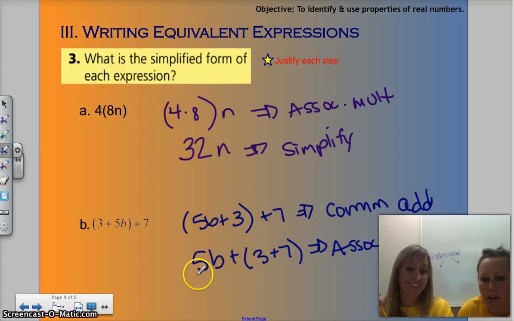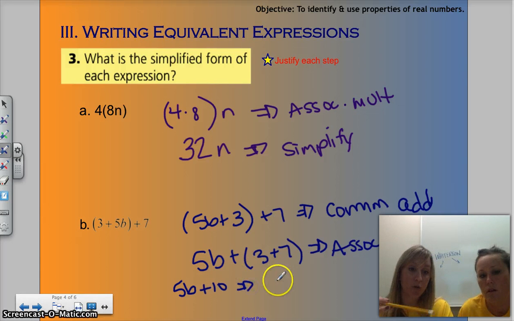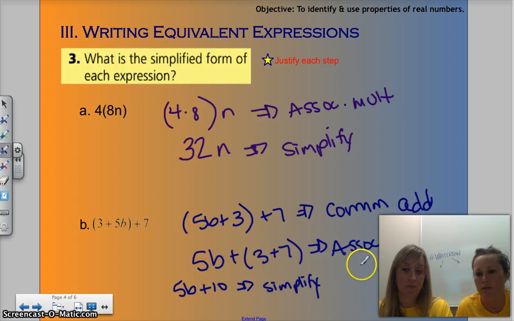Okay, so I'll just simplify down here. All right, so 5b stays right here, and I'm going to simplify inside my parentheses. 3 plus 7 is 10. And then you write out what you did, which was simplify. Fantastic. Sorry if I'm writing on our heads. All right, let's go.